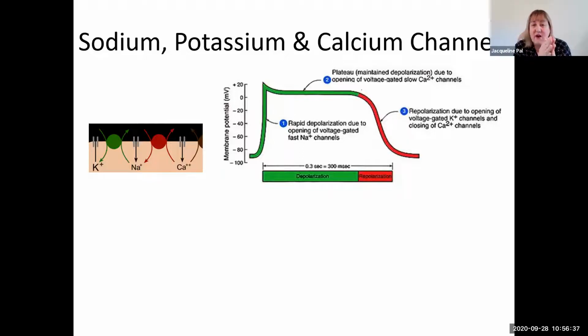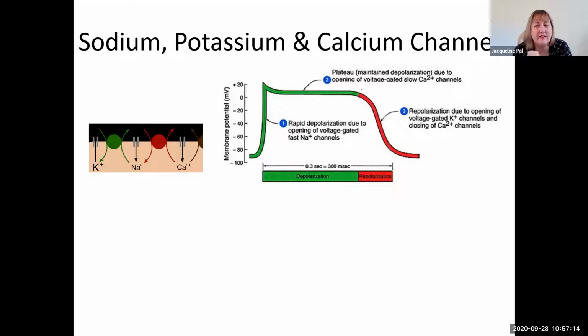This is followed by calcium channels opening, and these are slow opening calcium channels. So the calcium doesn't all pour in just like all the sodium poured in. Because these are slow, we have a slower influx of calcium over time, which gives us this flattened plateau. After this, we see what happens due to the opening of the voltage-gated potassium channels, where we have an efflux of potassium.